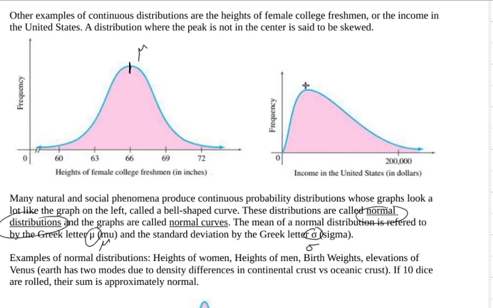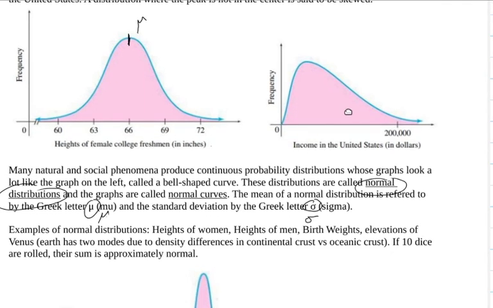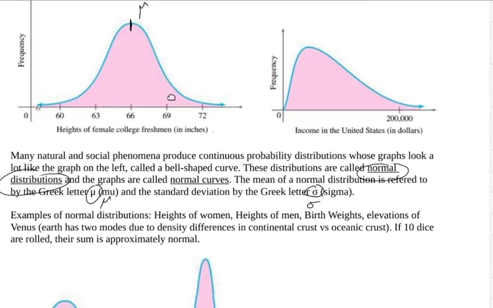There are, in the real world, definitely skewed distributions like this one. You can see the peak of our curve does not occur right in the center. It's not balanced about the peak, so we would actually say that this is skewed. We're not going to be dealing with skewed distributions in this class. We're only dealing with nice balanced normal distributions.